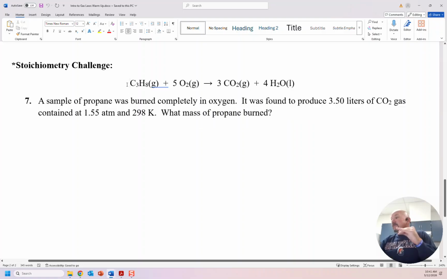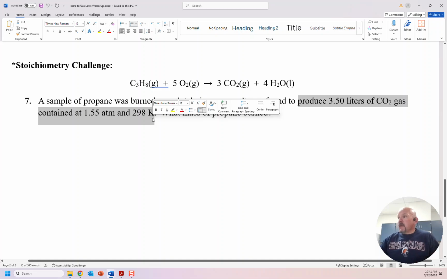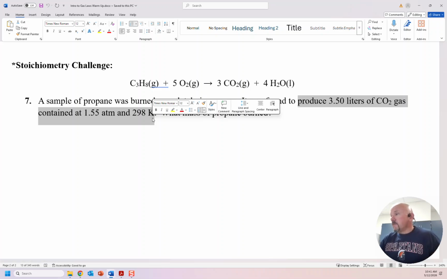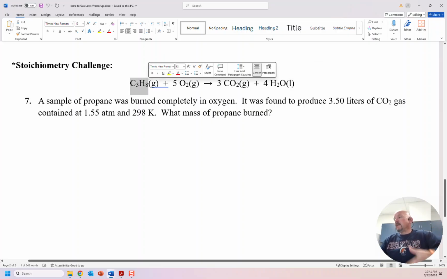Step 2, take the given amount and convert it to moles. Well, what was the given amount? 3.5 liters of CO2 gas at this pressure and this temperature. Usually when I'm given volume of a gas, I divide by 22.4 to convert it to moles. But I can't use 22.4 because I'm not at standard temperature and pressure. So I got to use the ideal gas law. There's not a quick number to divide by. But once I have moles of CO2, then I'll multiply by the mole ratio 1/3, and that would give me moles of propane. And then moles of propane times the molar mass of propane would give me grams of propane, right?